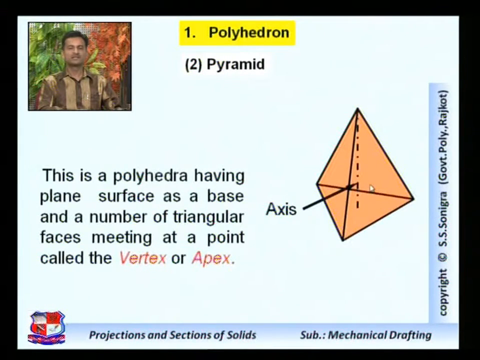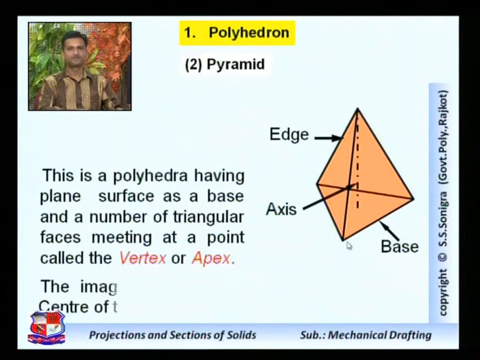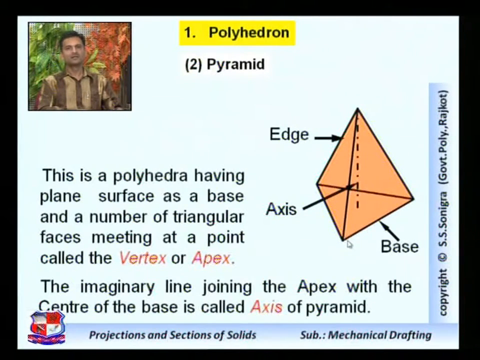This is called the axis of the pyramid. These are the edges, the slant edges, and this is the base of the pyramid. It is triangular in this particular figure. The imaginary line joining the apex with the center of the base is called the axis of the pyramid. This is the axis of the pyramid. It joins the apex point of this pyramid to the midpoint of this base.